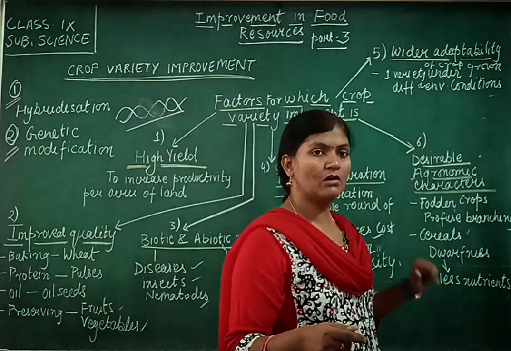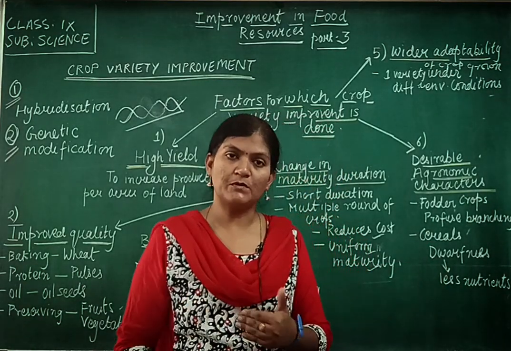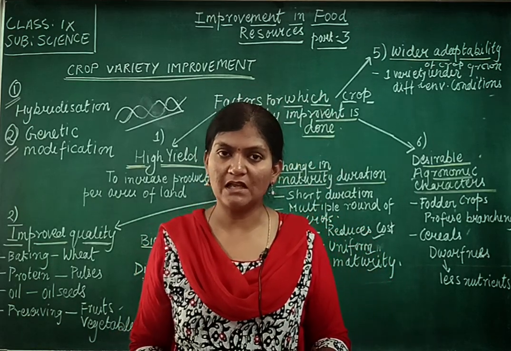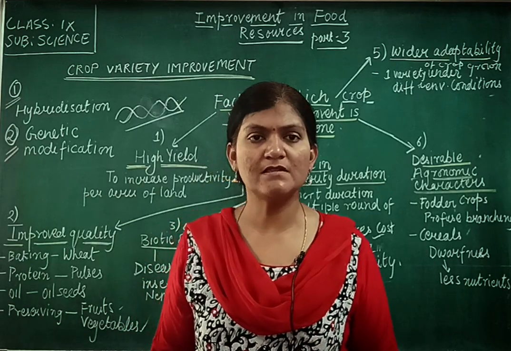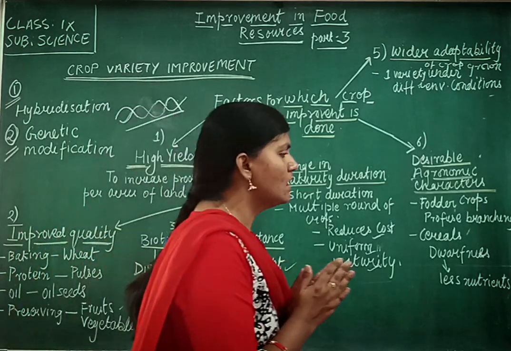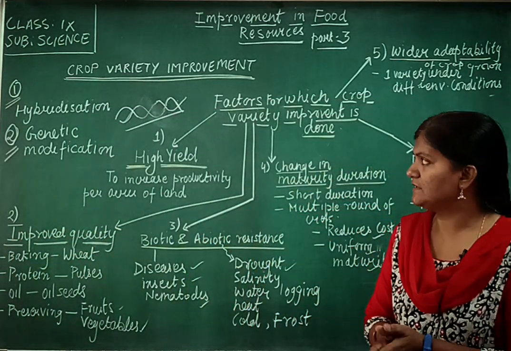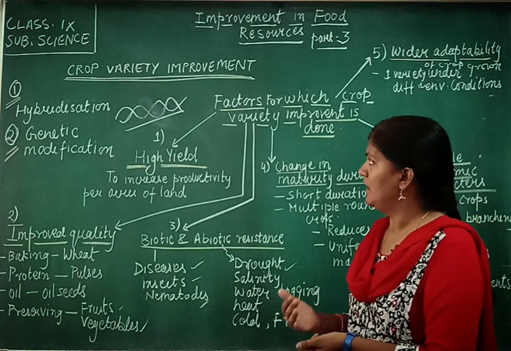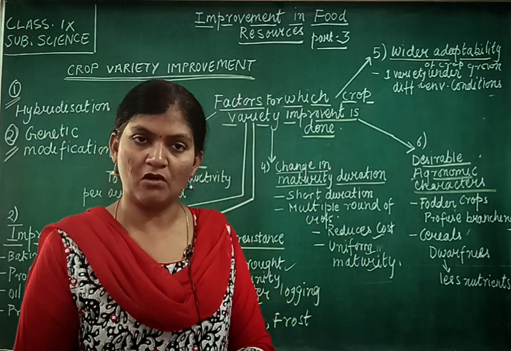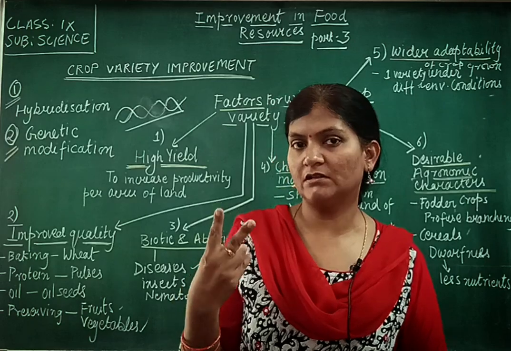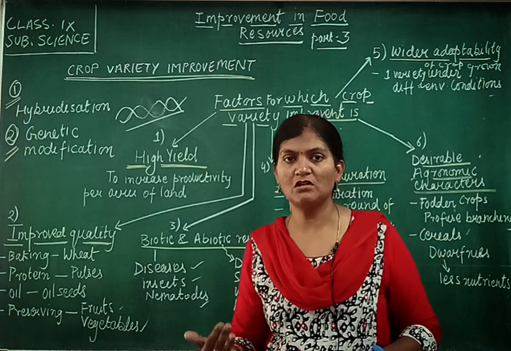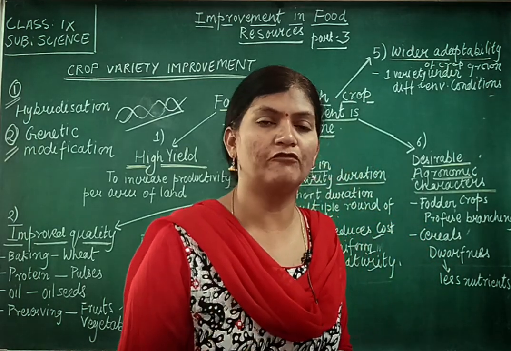And if it is a cereal crop, then it is opposite. We want our cereal crops to be short so that they mature at the right time, take less amount of nutrients, and are easily handled by the farmer. So students, in today's class, just a recap of what we have learned. We have learned the two methods by which we can do crop variety improvement. One is hybridization and another one is genetic modification, and the crops which are grown by genetic modification are known as genetically modified crops.